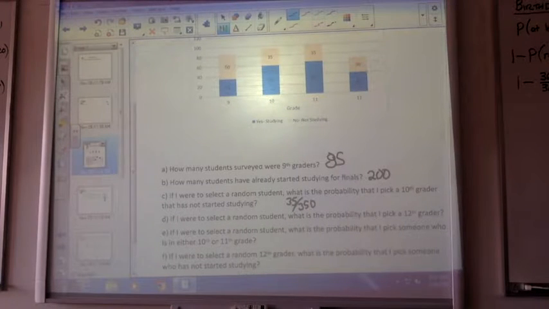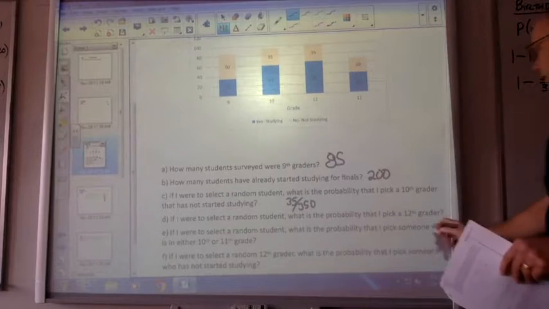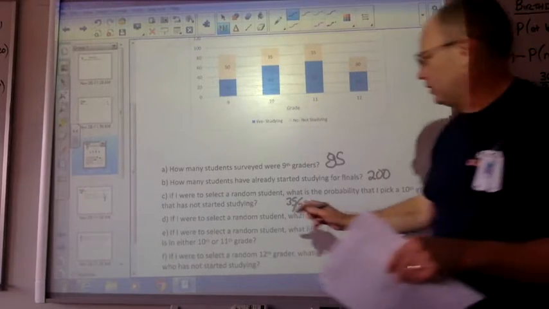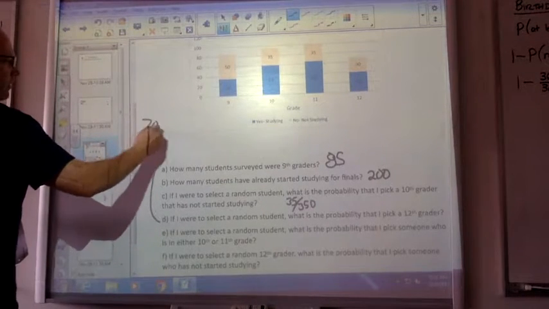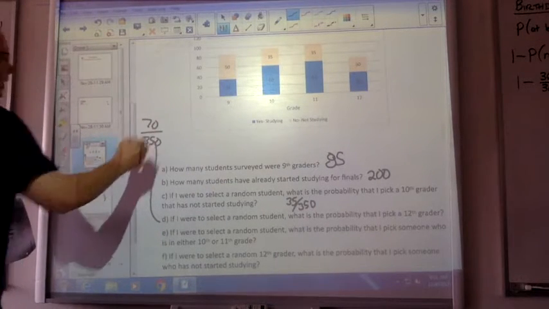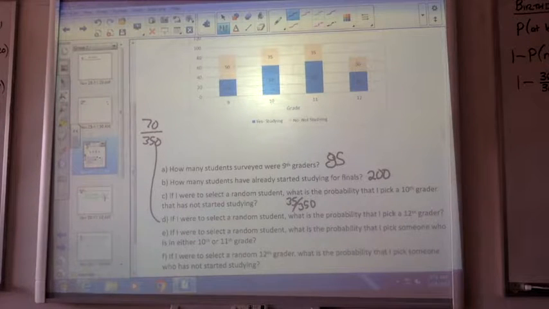Okay, letter D. If I were to select a random student, what is the probability that I pick a 12th grader? So how many 12th graders are in this study? 70, right? Exactly. So 70 out of the 350. Again, you could reduce that to 7 over 35, which reduces to 1 over 5.